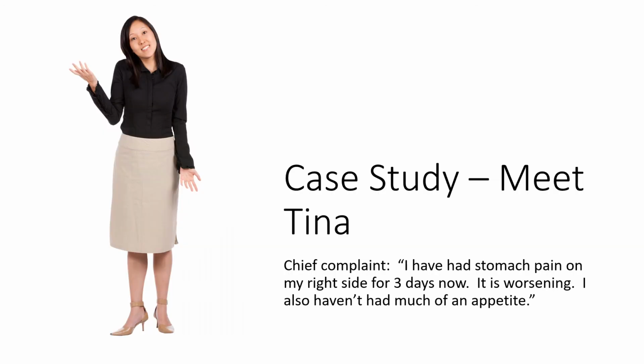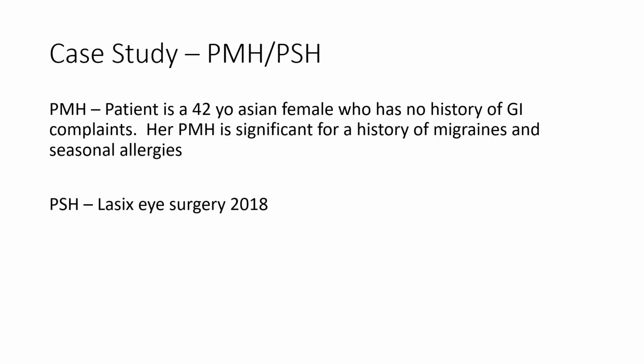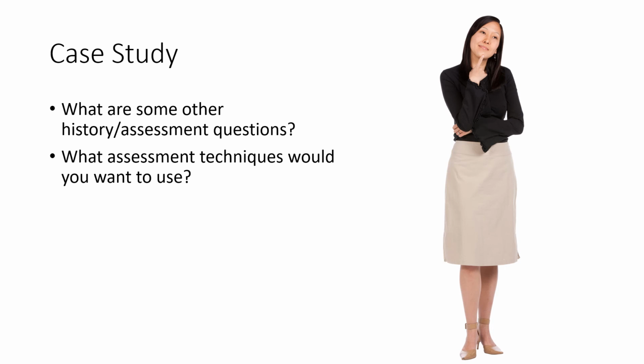For our case study, we have Tina, and she is having complaints of stomach pain on her right side for 3 days now. And she says it is worsening. She also says she hasn't had much of an appetite. Her past medical history, she is a 42-year-old Asian female who has no history of GI complaints. Her past medical history is significant for a history of migraines and seasonal allergies. In her past surgical history, she had LASIK eye surgery in 2018. So we need to think about what are some other history and assessment questions we would want to ask her, and also what assessment techniques would you want to use.